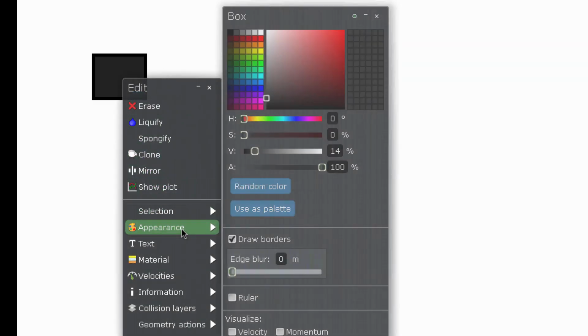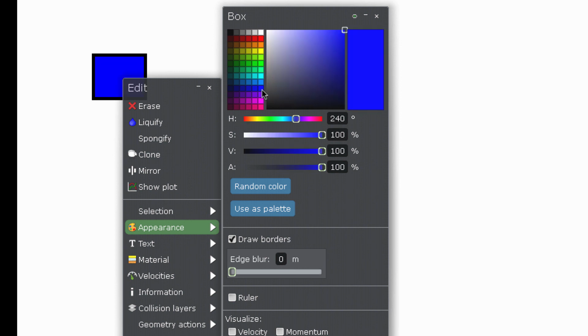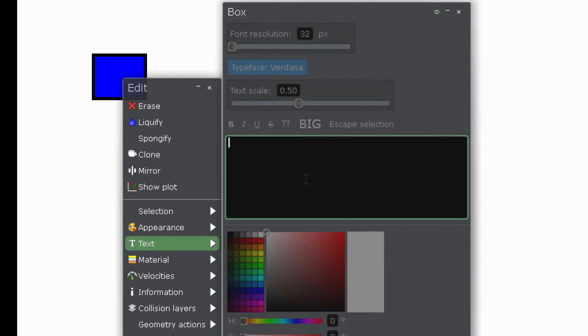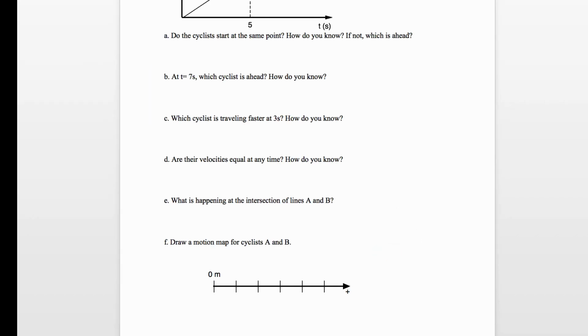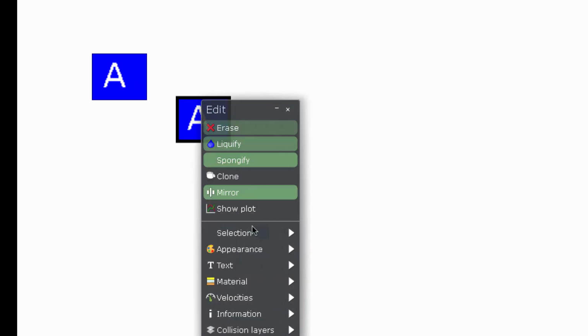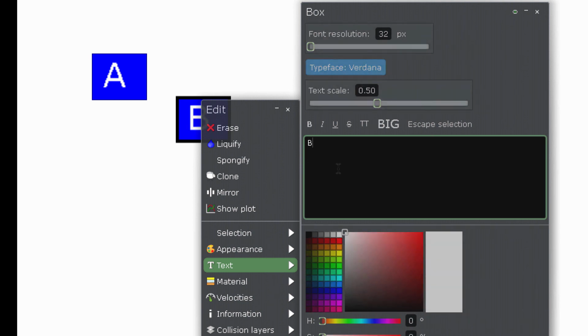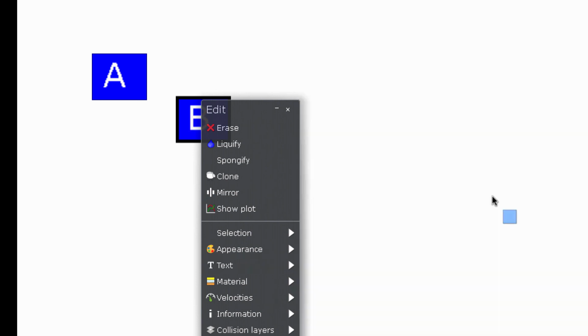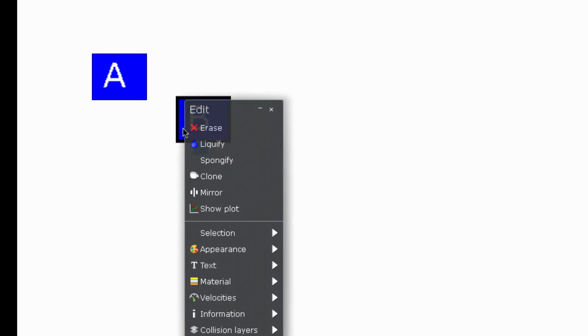So let's ignore the numbers for now. Any numbers you see, because again, we only know one number, and that's 5 seconds. So I'm going to have this, and I'm going to put text on it: Cyclist A. Is that right? Cyclist A, I said, is the one that starts behind. So now I'm going to make this cyclist B, and I'm going to color that red. Whoops, I don't want a red B, I want a red box.